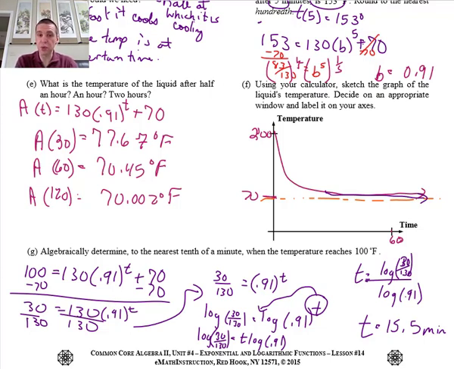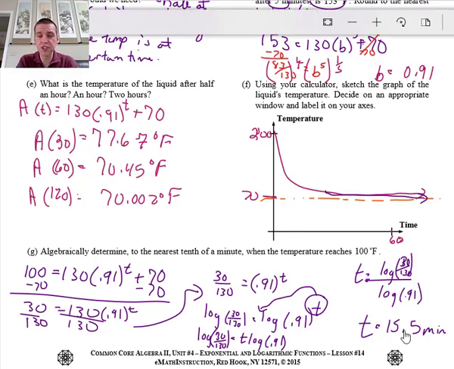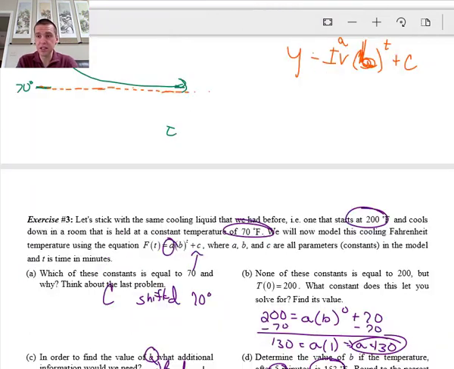So what does that mean? If we wanted to wait to drink it or to use the liquid when it reached 100 degrees Fahrenheit, it would take 15.5 minutes to get there. Please make sure to do this in the calculator to make sure you do know how to use it. So with that ends today's lesson.